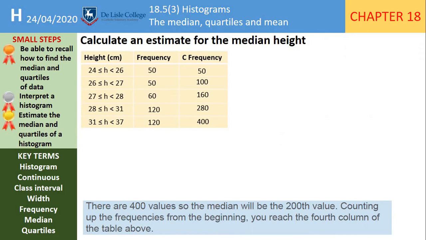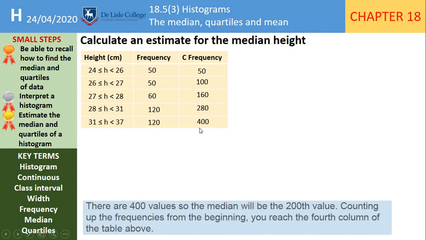Moving on then, let's have a look at calculating an estimate for the median. Now remember, when we have calculated an estimate for the median from cumulative frequency, we have halved the cumulative frequency, so this would be 200, and then gone up the cumulative frequency graph and read across. We could certainly draw a cumulative frequency graph and do it this way, but how do we do it without?